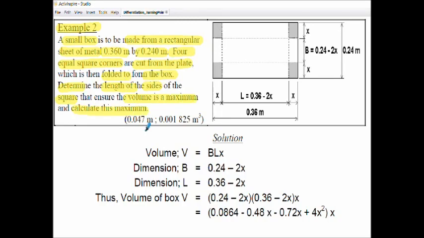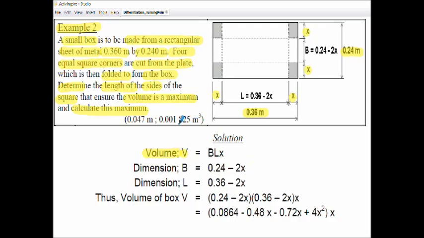So drawing a diagram of the information in the question, the length of the sheet is 0.36 meters, the width of the sheet is 0.24 meters. I'm going to cut square corners from the sheet, and I've labelled the height of these corners x. Okay, so there's my basic diagram from the information given. Now with these kind of questions, you've got to think through what kind of equations are relevant here. They're talking about volume in the question, so I think I need to work out the volume of the box in terms of my symbols above.